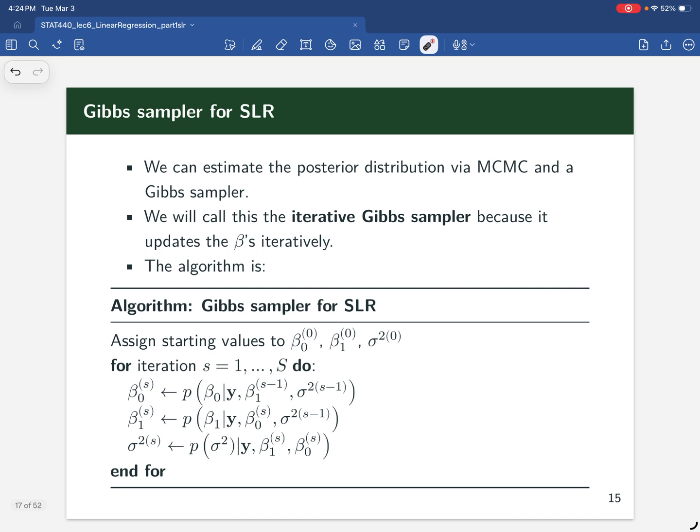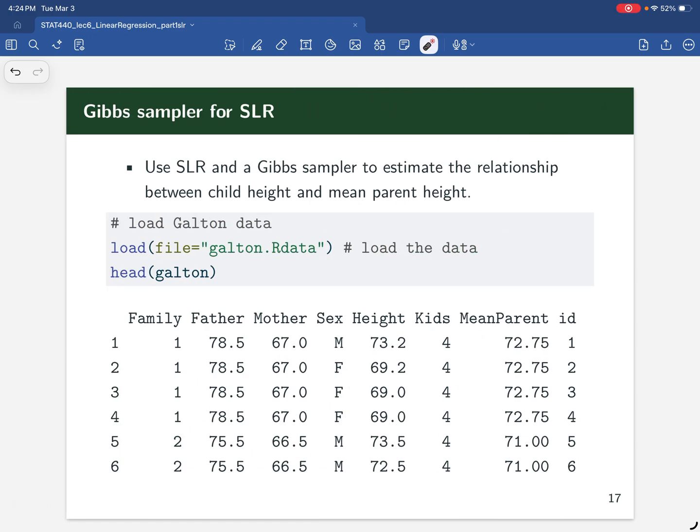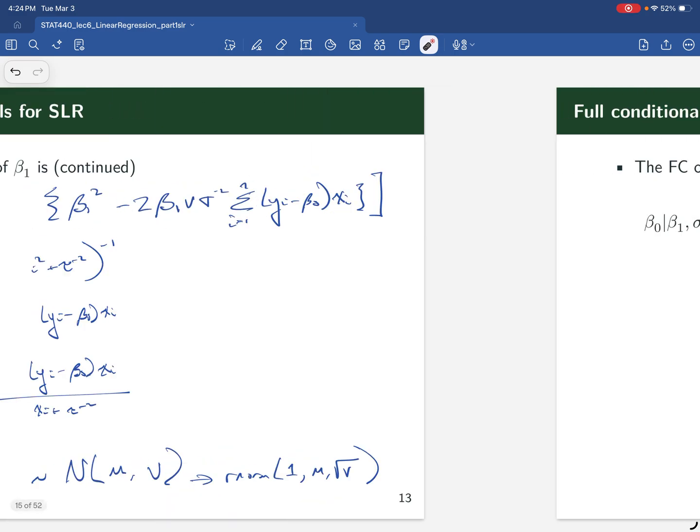Hopefully you're feeling good about this. We have everything we need to implement our Gibbs sampler. So this is just stepping through those full conditionals that we've just specified. We can loop through this again and again. We get a chain consisting of 3 elements, a sigma squared, a beta naught, and a beta 1. And we can do our diagnostics for the elements of the chain. And that's what we will do in the coming slides.